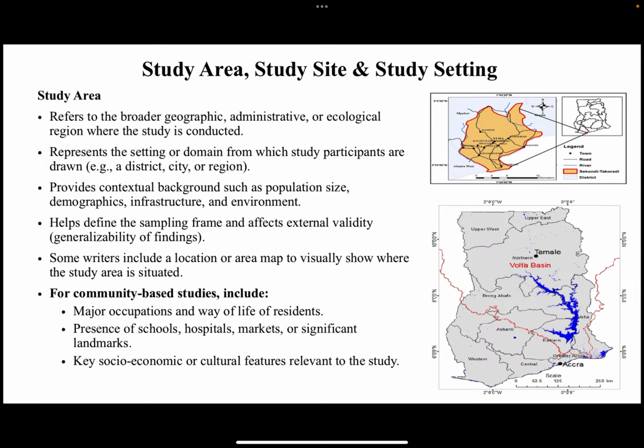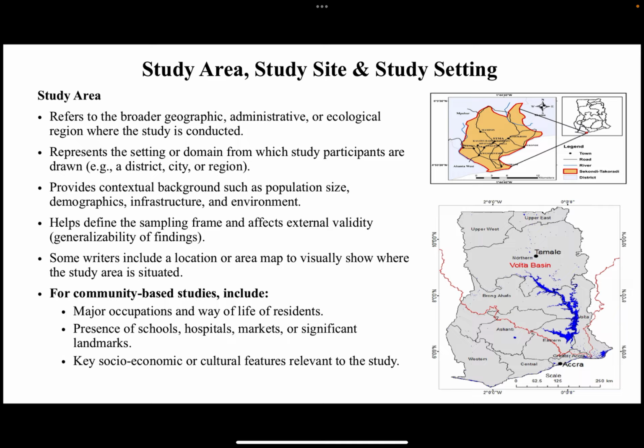is conducted. So another example, if you are conducting a research at Greater Accra Regional Hospital, the Greater Accra Regional Hospital itself is the study site. That is where the actual data collection will take place. But then the district where Greater Accra Regional Hospital is located becomes the study area.